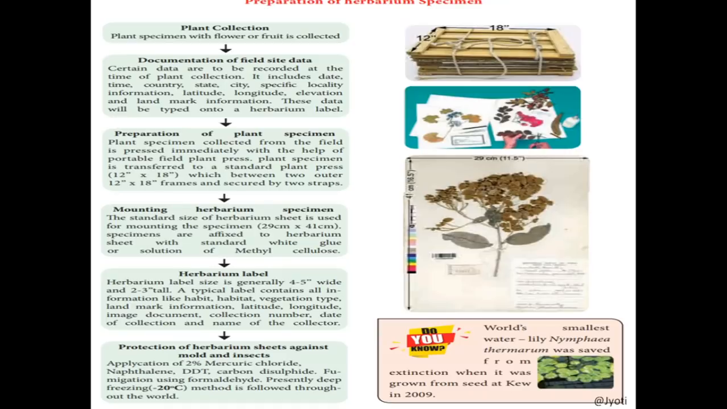portable field plant press. So there is a plant press, you can see here there is a diagram, at the top. You can see here, so these are called plant press. But at home, if you want to prepare, then just simply take newspaper, old newspaper. In between these newspapers, you keep the plant specimen.